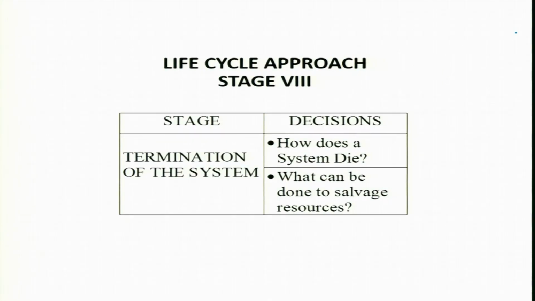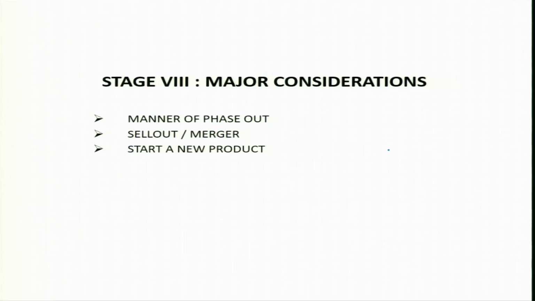Life cycle stage 8, termination of the system. Now, the system is no more useful because of the change in technology or change in customer demand. So, how should the system be written off? The idea is you should get the maximum economic advantage and minimum harm to the environment. And important considerations here are manner of phase out, sell out, merger and starting a new product.